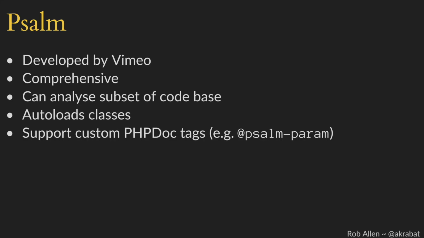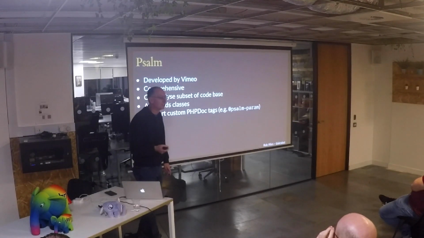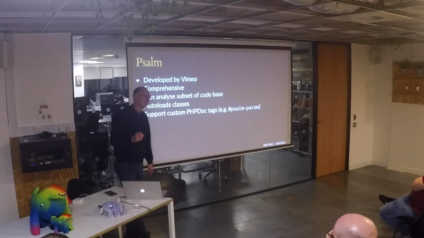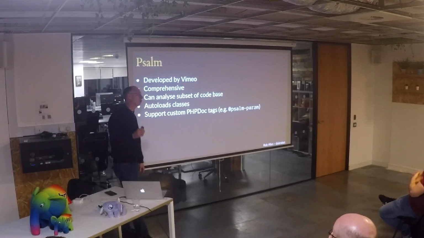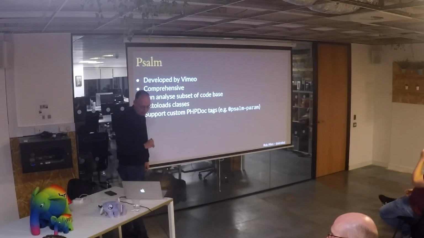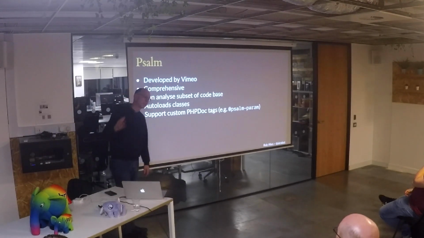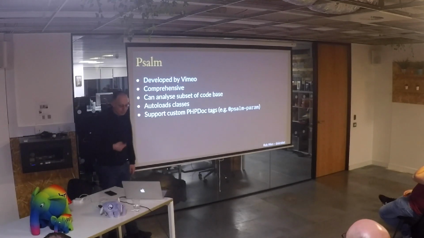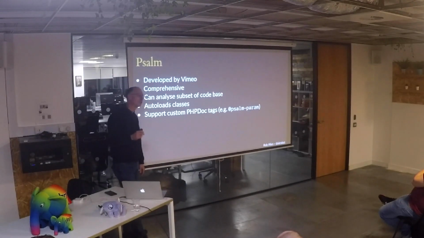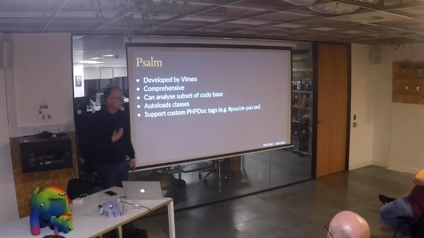Psalm's the new one on the block, developed by Vimeo. I didn't realize that Vimeo used PHP until they released this tool. I suppose none of us did, but who knows. It's very comprehensive. This one produces an awful lot of things about your source code. Very, very detailed. It can also analyze a subset of the code base, so it also does the autoload thing, so be aware of that. And it supports a whole lot of custom PHP doc tags, which can be really helpful for providing hints in your code base to how Psalm should interpret what your code means.